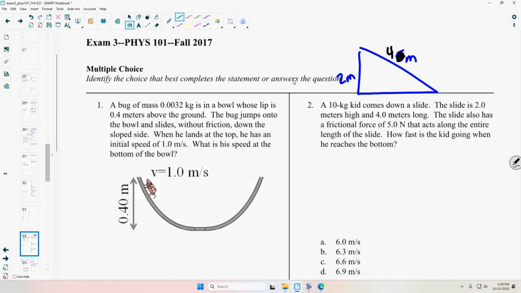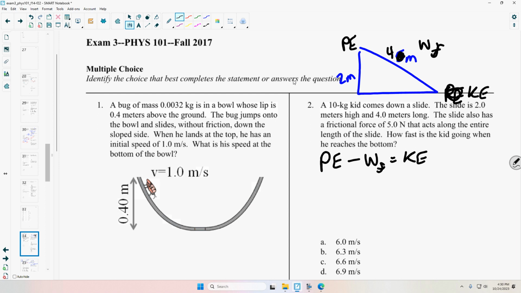So the slide has a frictional force that acts on the entire length of the slide. How fast is the kid going when he reaches the bottom? So he has potential energy at the top. He loses some work due to friction along the way, and then he has kinetic energy at the bottom. I would write it just like I did before, that he starts with a certain amount of potential energy. You can do this in different ways. I would do it like this. He loses some work due to friction, and then that becomes the kinetic energy at the bottom.